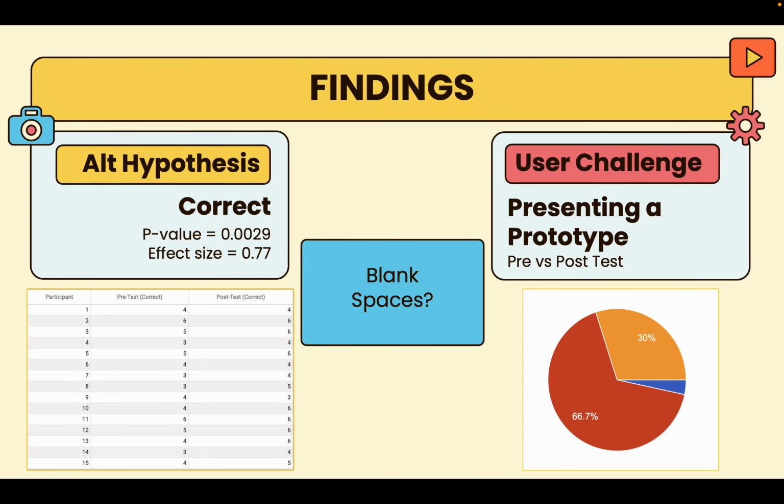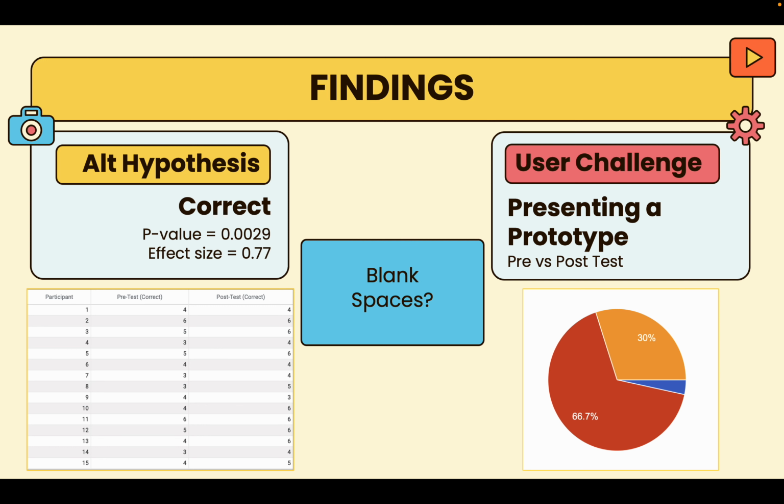To measure the impact of my results, I outlined both a null and alternative hypothesis, null being that there would be no notable positive difference between the pre- and post-test, and alternative being that there would be a notable positive difference. Through collecting 15 participant responses and calculating my p-value and effect size as listed in this slide, I was able to determine that my results were statistically significant and in support of my alternative hypothesis.